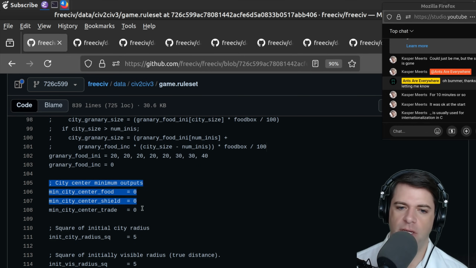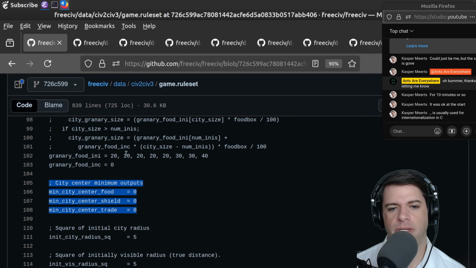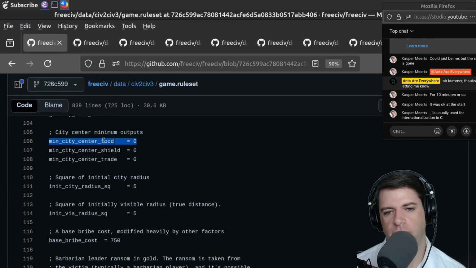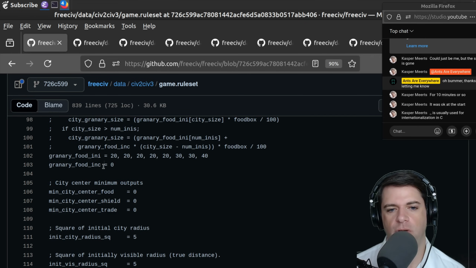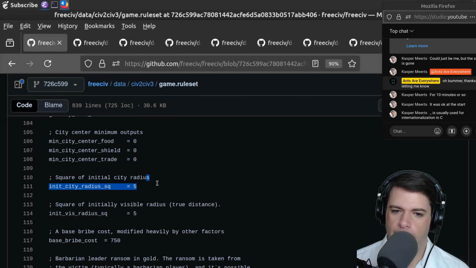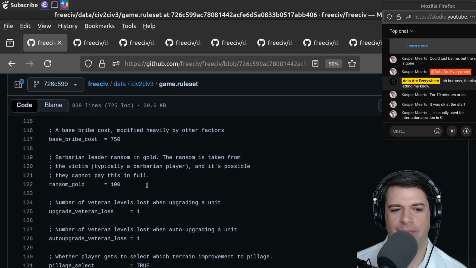Then we have some city minimum outputs. So minimum food, shelter, and trade, I guess, are all 0. Presumably these advance throughout the game. Although these are minimums, these might be constant, but I don't know if food increment advances through the game. The square of initial city radius, the squared radius is 5. Why? I don't know.